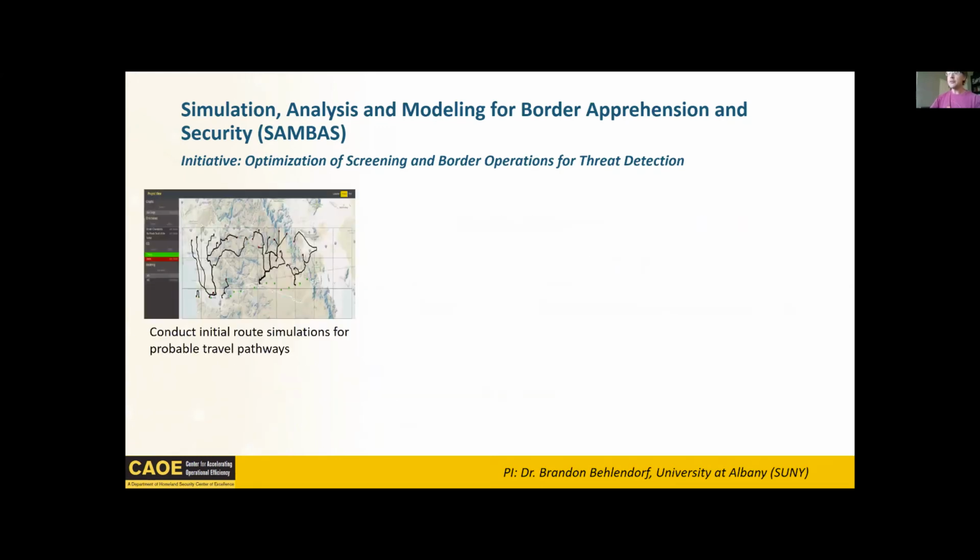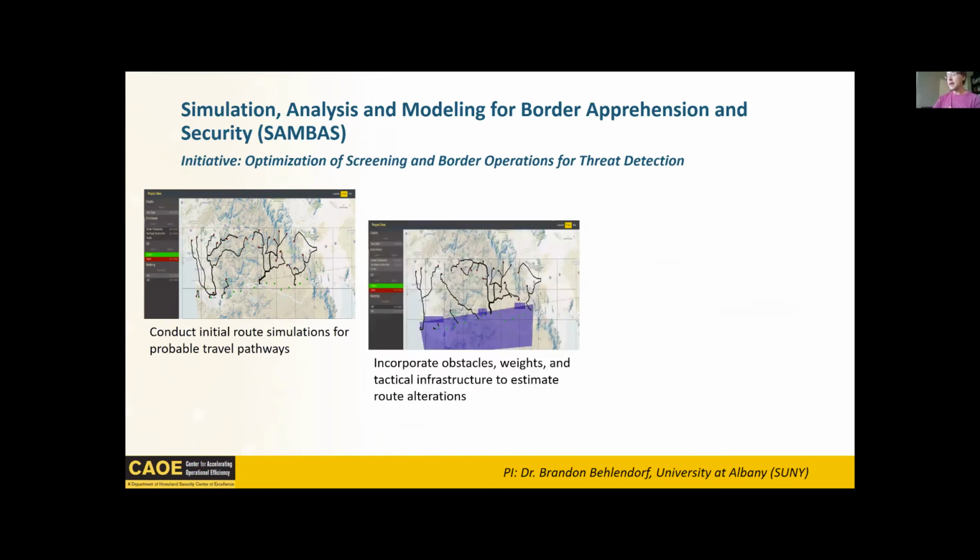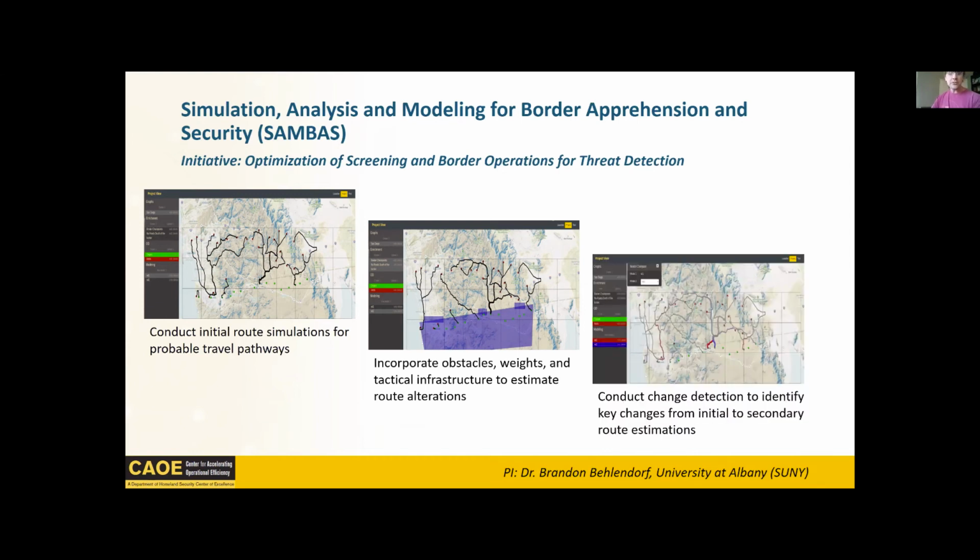So he's been creating different tools and apps to conduct initial route simulations for probable travel pathways, incorporate obstacles like physical obstacles such as rivers, ravines, mountains, things that would make it difficult to pass, and then look at conducting change detection to identify key changes from initial to secondary route estimations. So he's been building these tools for trying to do smuggling and interdiction.